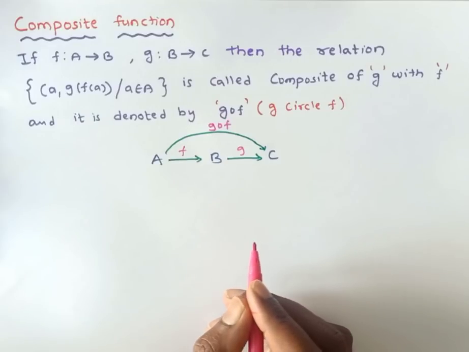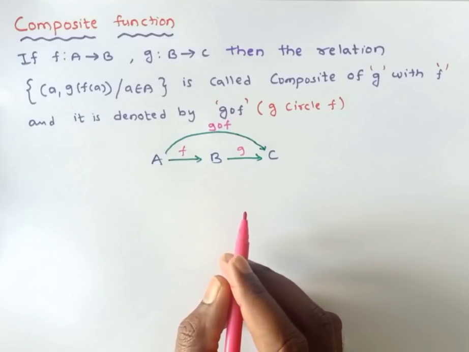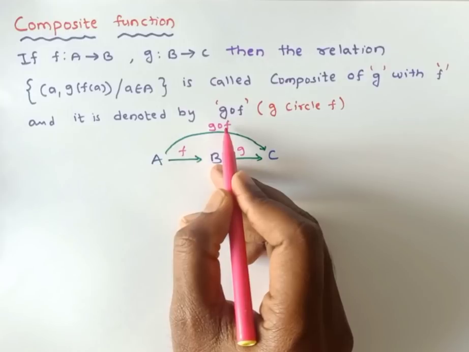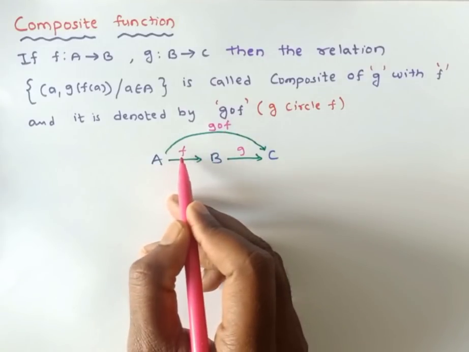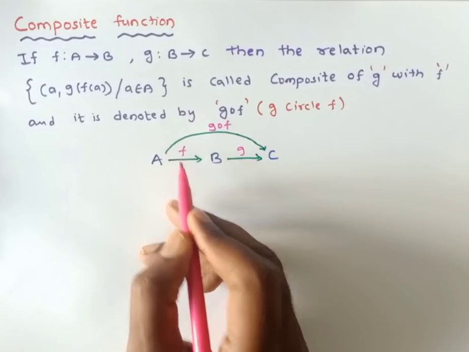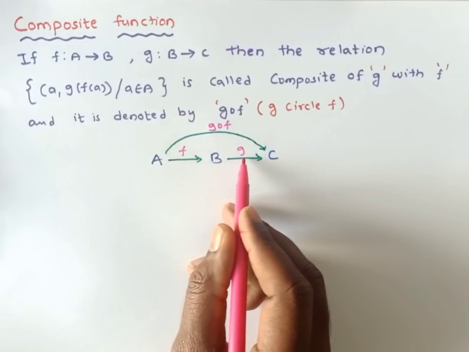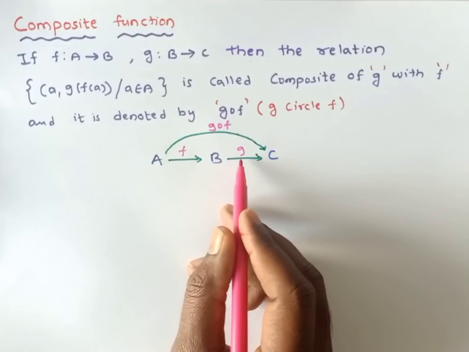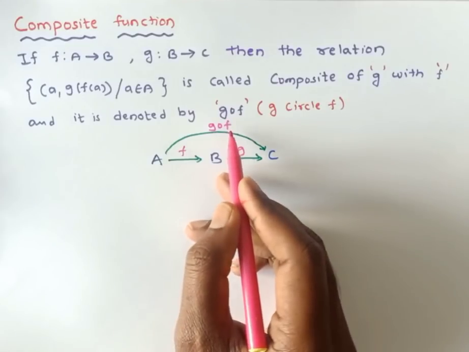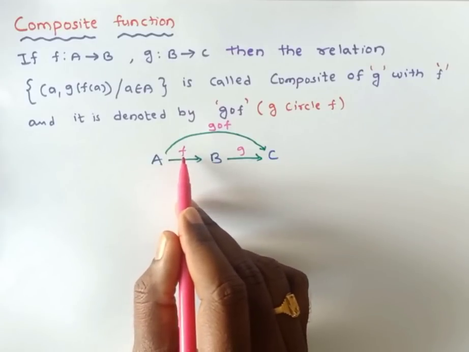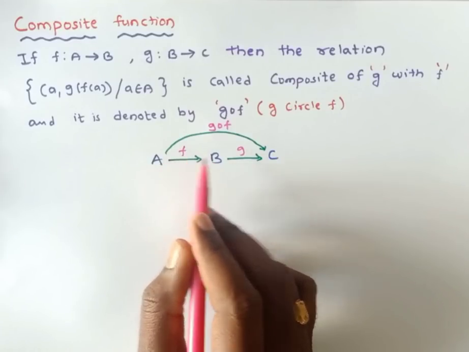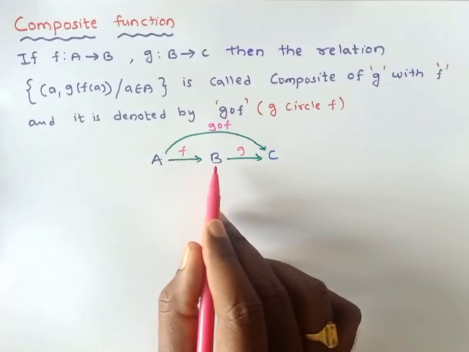See here you can observe the domain of g circle f. The domain of g circle f consists of the numbers x in the domain of f for which f of x lies in the domain of g, right? The domain of g circle f contains the numbers x in the domain of f for which f of x also lies in the domain of g.